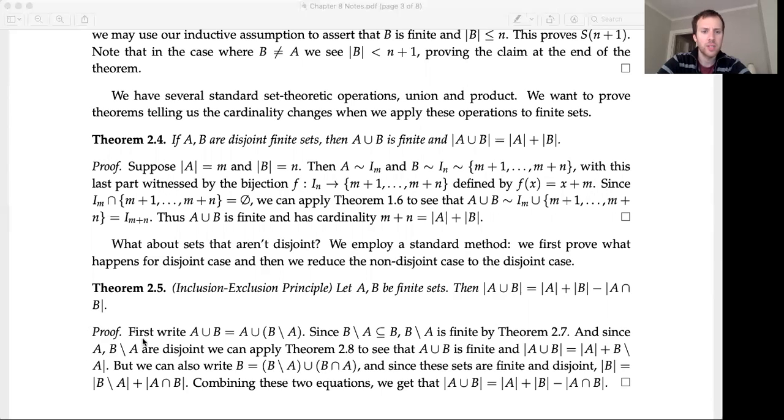And one way to prove this is to say A union B, we can break it into two disjoint sets, A and B minus A. And then we have the set we're looking at written as the union of disjoint sets, and we can apply this theorem here. And rewriting the equations that show up, this is what you get.